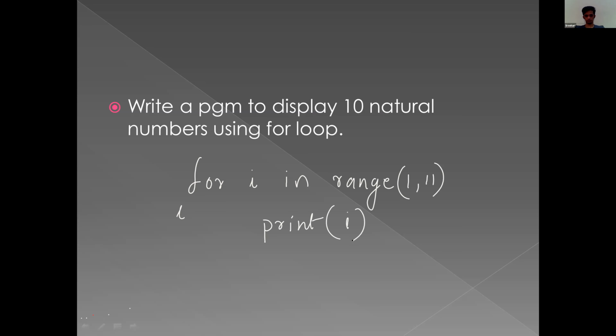For I in range 1 to n, so 1 is the start value and 11 is the stop value. So the last value is 11 minus 1, which is 10. The first value is 1, and the step is the default value, 1, so 1 is added to 1. The next value is 2, then 3, and so on. The last value is 10. It will display when we execute the statement print I.